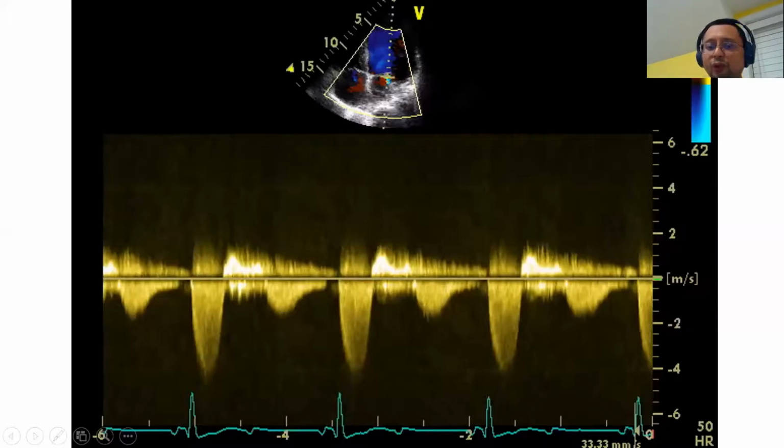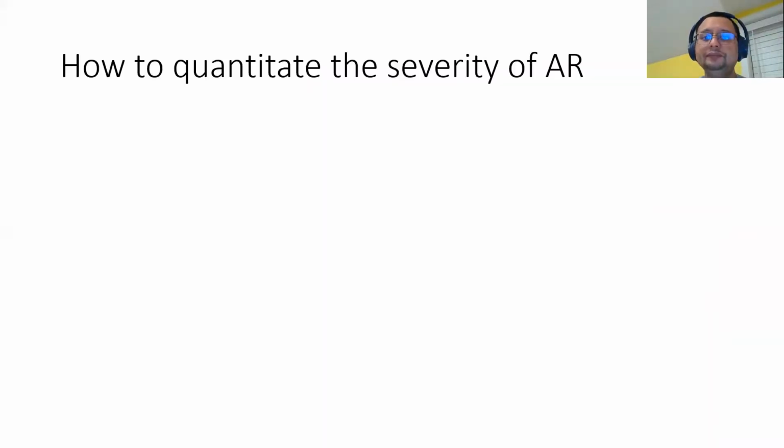If you look at the flow here, you can see that this is the T wave, this is end systole. You can see that even during diastole, you have a flow there. So this is diastolic mitral regurgitation, which is a specific sign of severe aortic regurgitation.